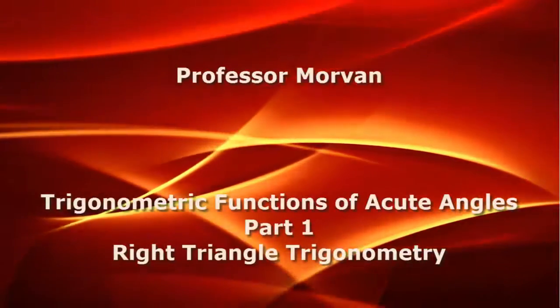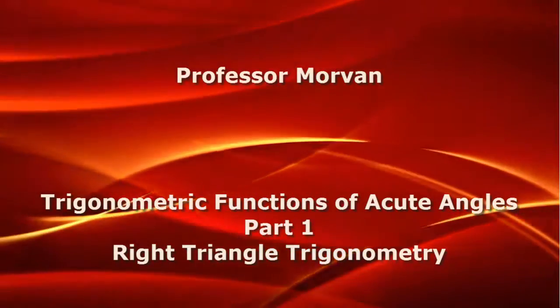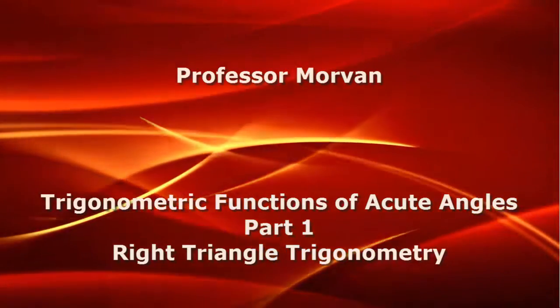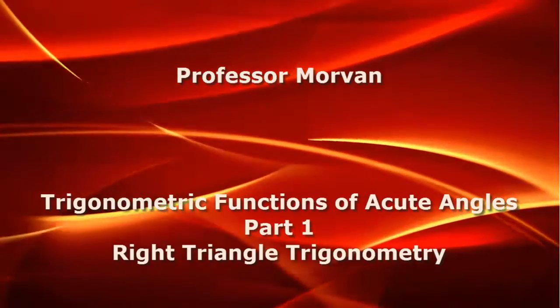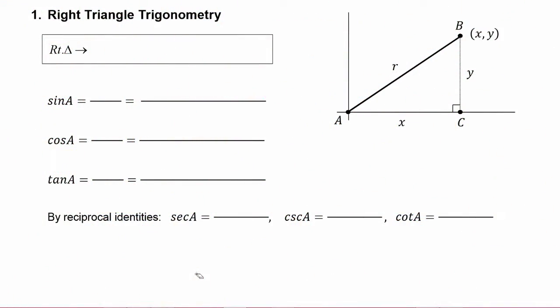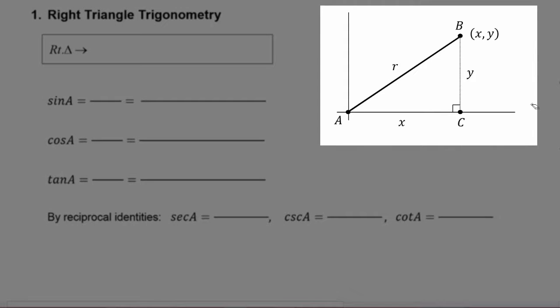In part 1 of our lesson on trigonometric functions of acute angles, we're going to learn about right triangle trigonometry. Now, if we take a look at this right triangle here, we see we have angle A, angle B, and angle C. Angle C is the right angle.